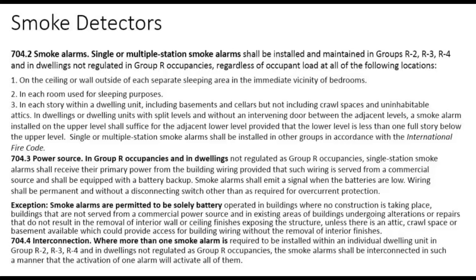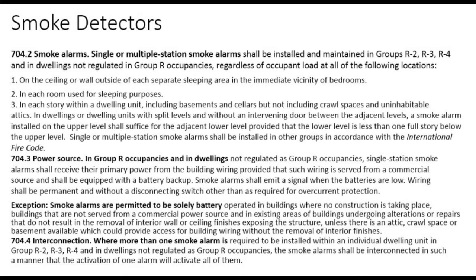704.2, smoke alarms. Single or multiple station smoke alarms shall be installed and maintained in groups R2, R3, R4, and in dwellings not regulated in Group R occupancies, regardless of occupant load, at all of the following locations: on the ceiling or wall outside of each separate sleeping area in the immediate vicinity of bedrooms, in each room used for sleeping purposes, in each story within a dwelling unit, including basements and cellars, but not including crawl spaces and uninhabitable attics, in dwellings or dwelling units with split levels and without an intervening door between the adjacent levels.